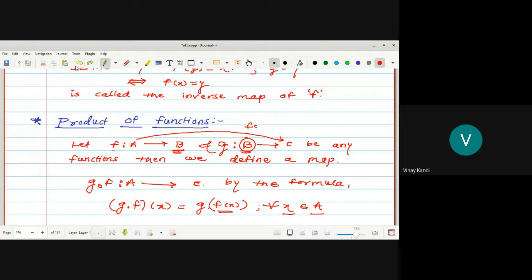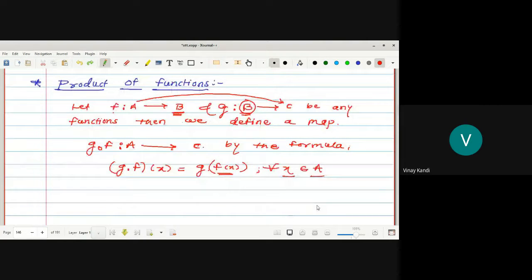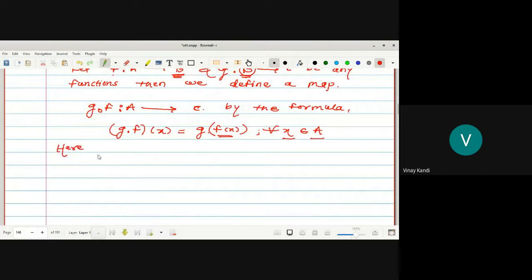So (g composition f) of x is equal to g of f of x for all x belonging to A. Here g composition f is called the composite map, or we can say the product map, the product map of two functions, f and g.